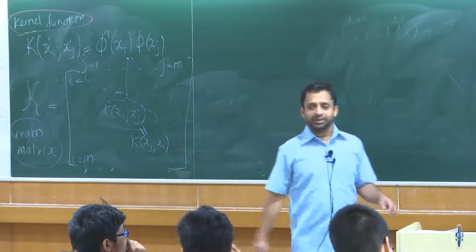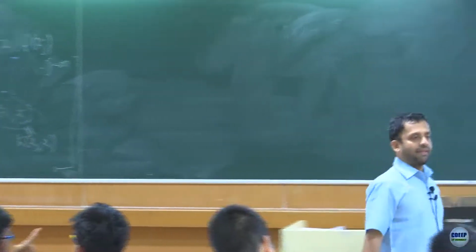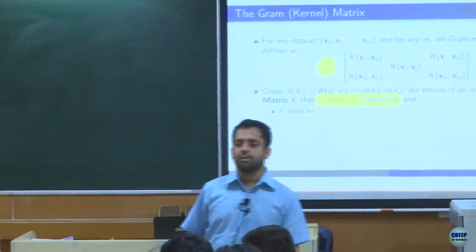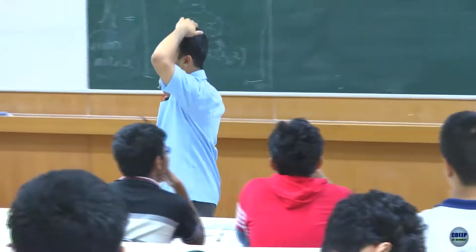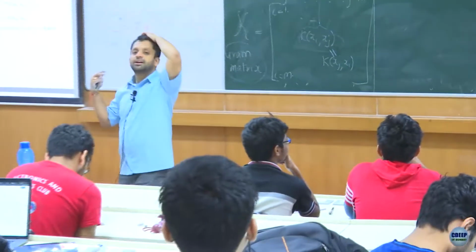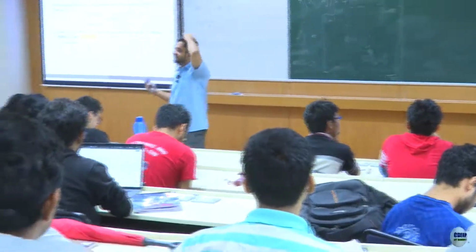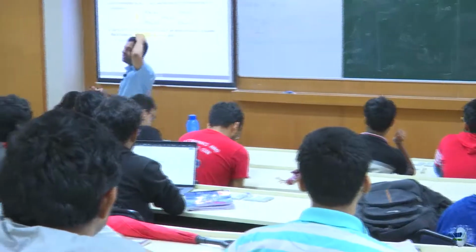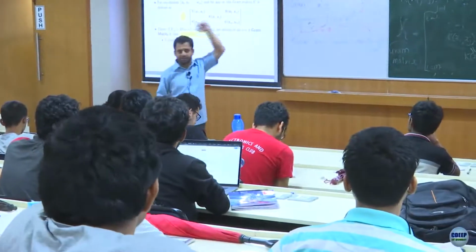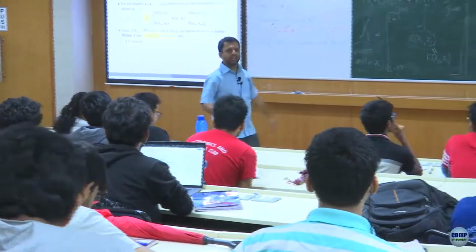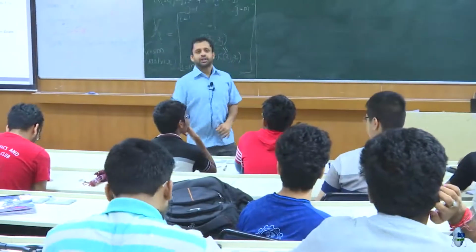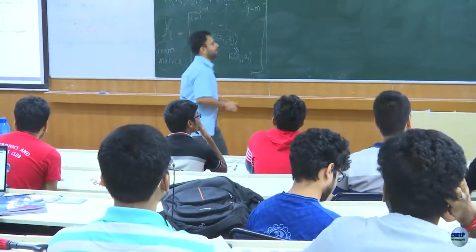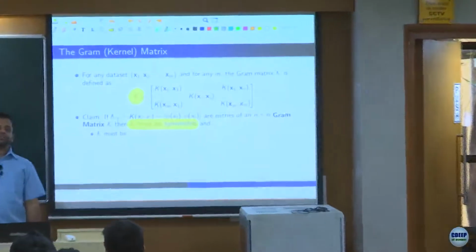What is the other property you expect? What are the properties you know about matrices? Real, symmetric, singular, non-singular, full rank, square. Is it square? It's square. What else? What other property do you know? Positive definite. Do you think this will be positive definite? Positive definite or positive semi-definite?